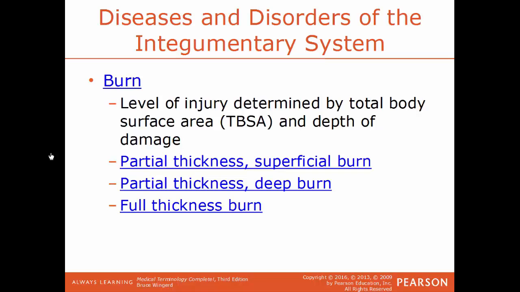So these will increase in severity and increase in the amount of danger. A first degree burn, normally not that big a deal. Second degree takes a little bit more care. Third degree can be very, very serious.